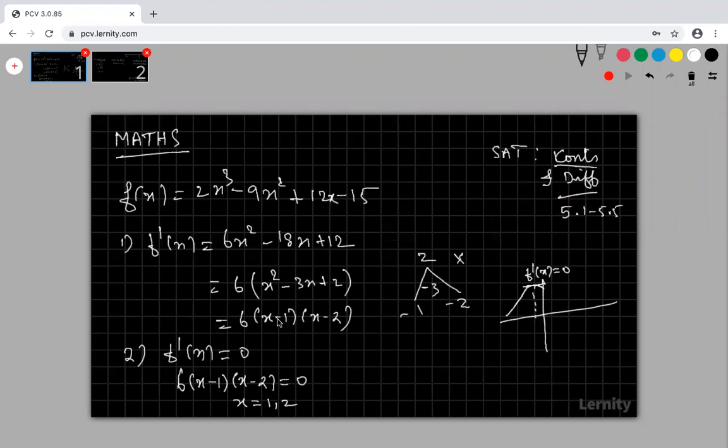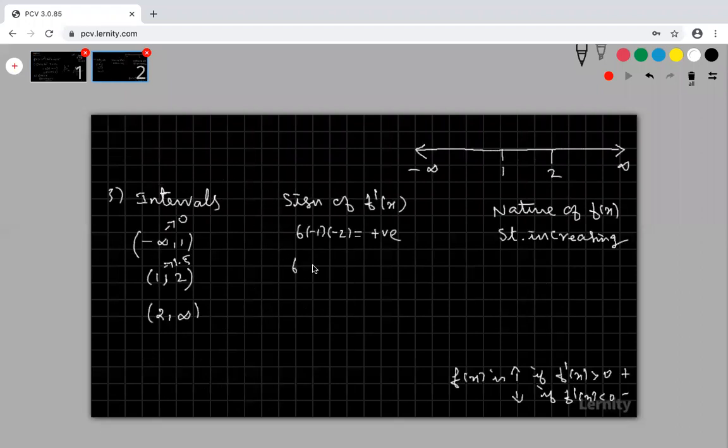1.5 minus 1, I'm getting plus 0.5. But 1.5 minus 2 is minus 0.5. Are you okay? Here you will get plus 0.5, here minus 0.5. So therefore, this is 6 into plus 0.5 into minus 0.5. Positive into minus, I'm getting minus, therefore negative. So look at that, my f dash of x is negative.